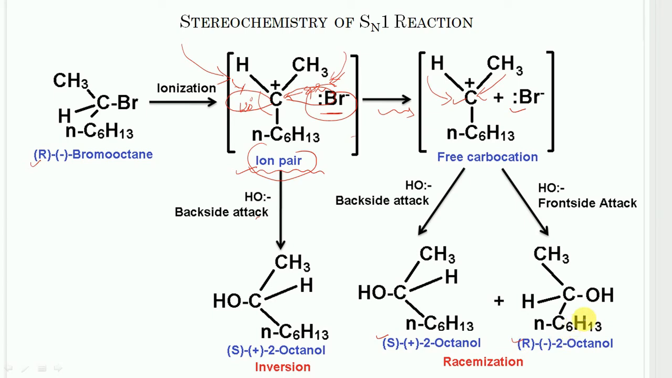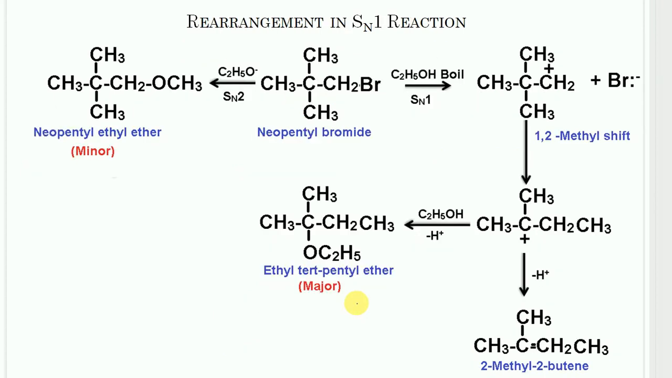The overall result of these two reactions is that the product is only partially racemized. In this case, the product with inversion will be formed with partial racemization. So it is all about the stereochemistry of the SN1 reactions. Then, the rearrangement in SN1 reaction.